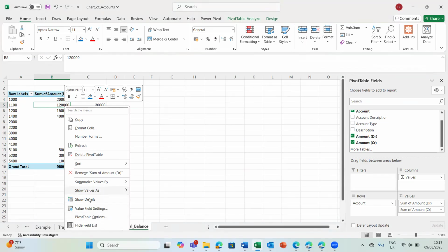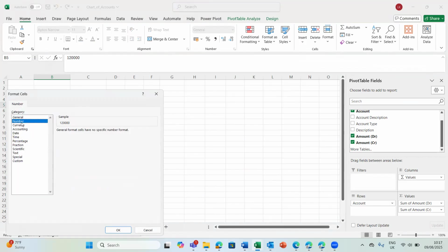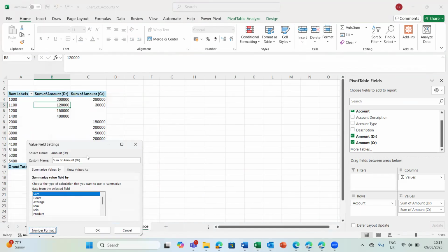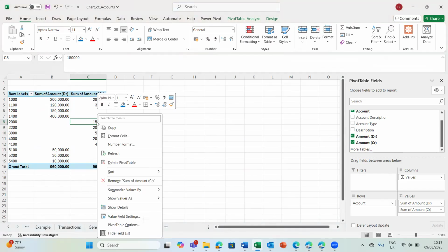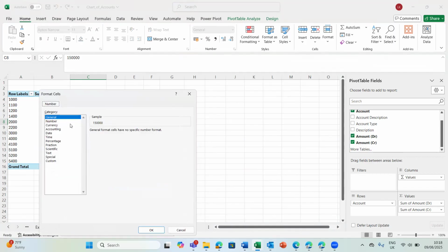Pivot table. Okay, field value settings. Let me format the data. Okay, number formatting, put number, like that. Okay, value field settings, number format.